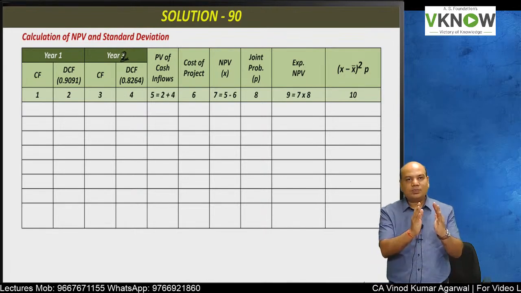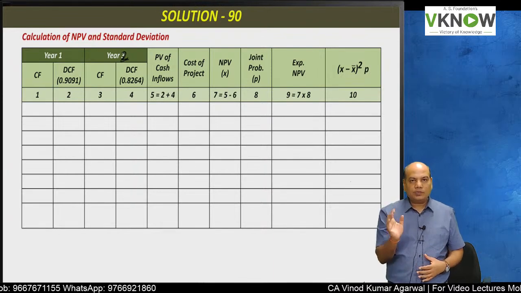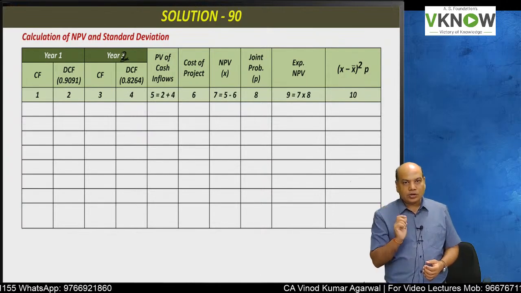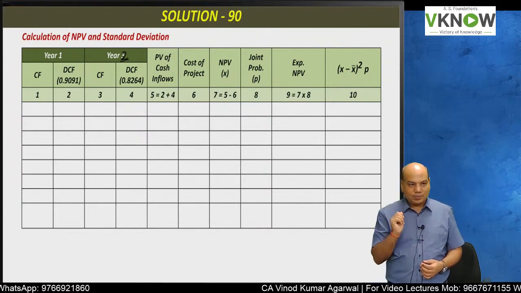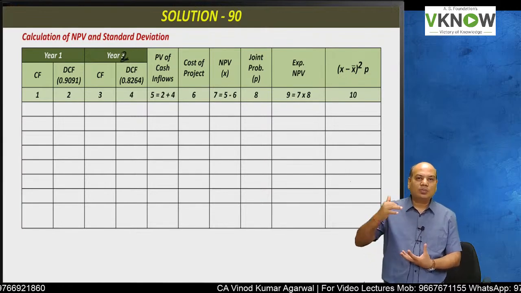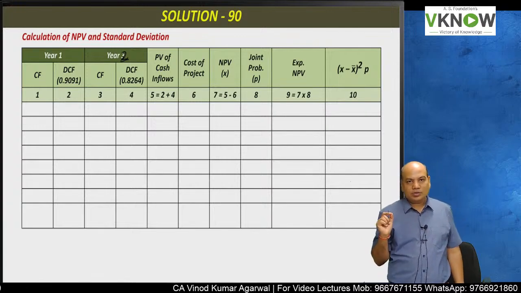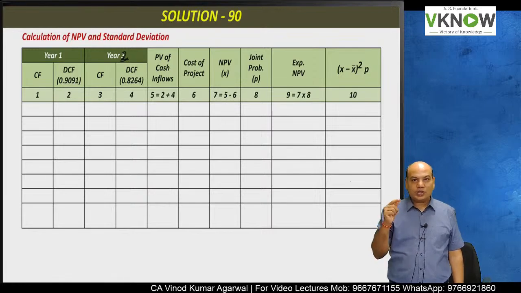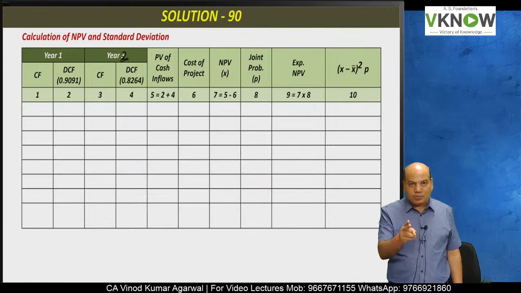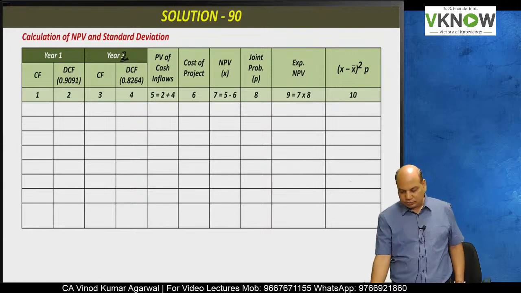I will add the PV of cash flow of year 1 and year 2. I will get the PV of total cash inflows. Then I will deduct the cost of the project. I will get NPV. But there will be 6 different NPVs because there are 6 combinations possible. 6 paths are possible, so 6 possible NPVs. Each NPV will have a joint probability. Multiply NPV into joint probability, you will get expected NPV.